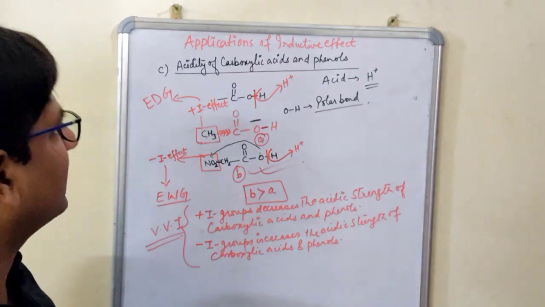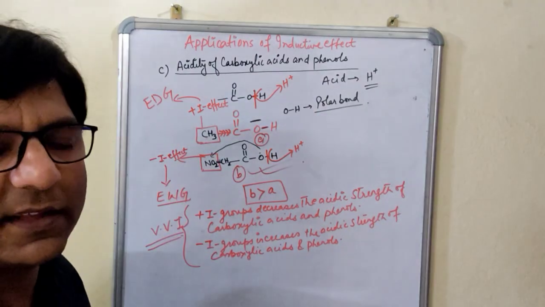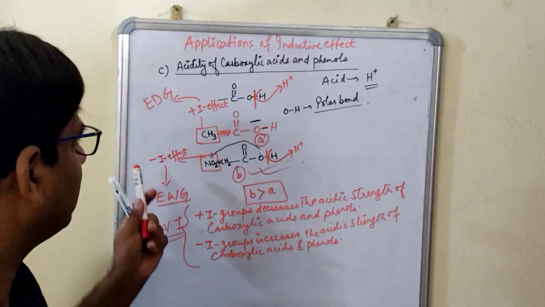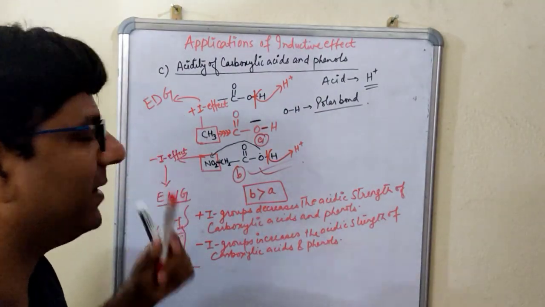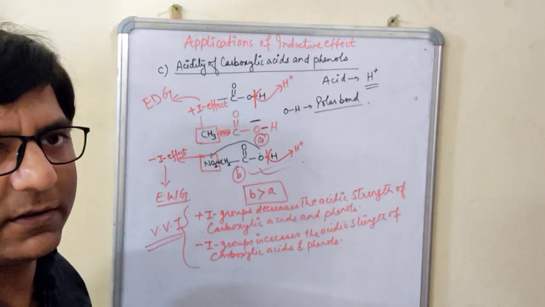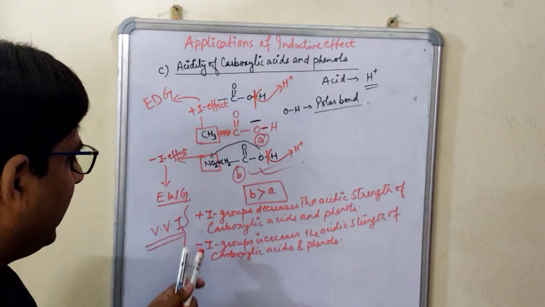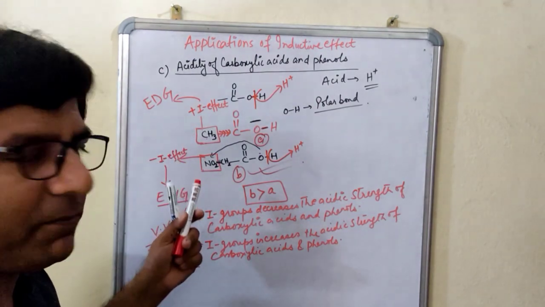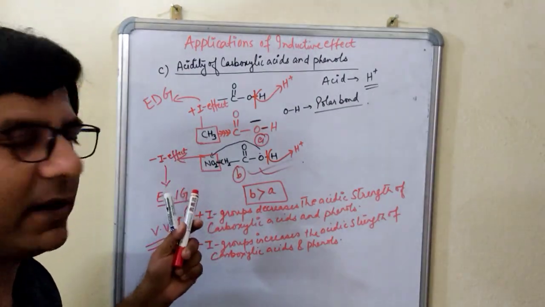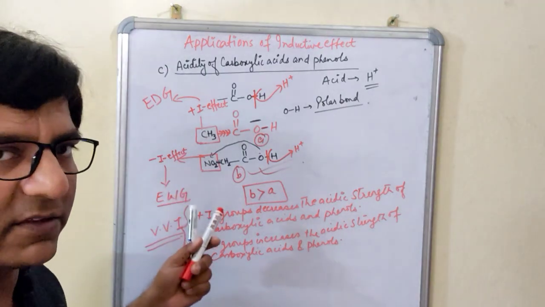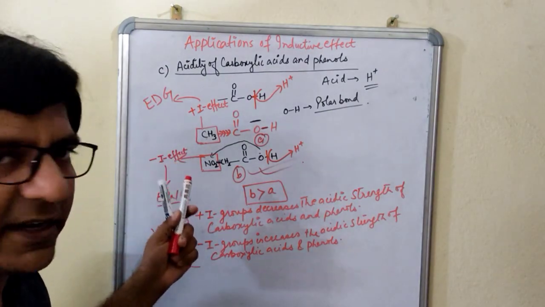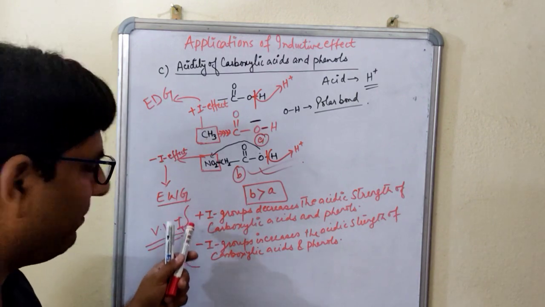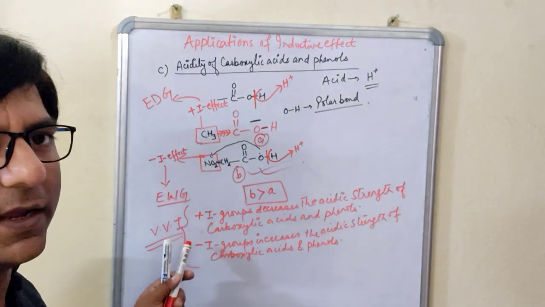When you have to discuss the acidity of the carboxylic acids and phenol with respect to the substituents, whether that substituent may be having the plus I effect or may be having the minus I effect, these two points you have to keep in mind. You can give one example, and you know about the explanation also. You have understood the explanation, so you can explain it in your own words, and then you can write this. This is the main point.